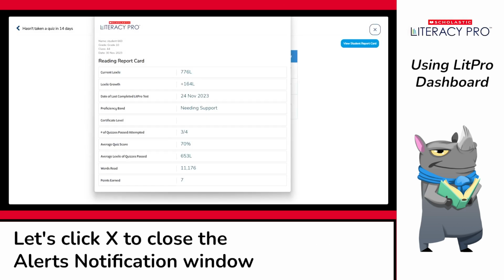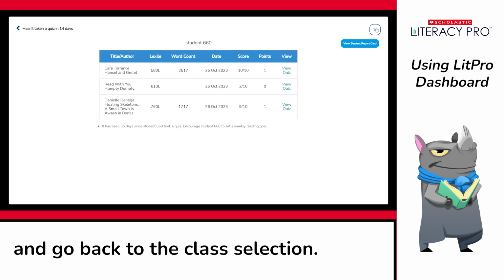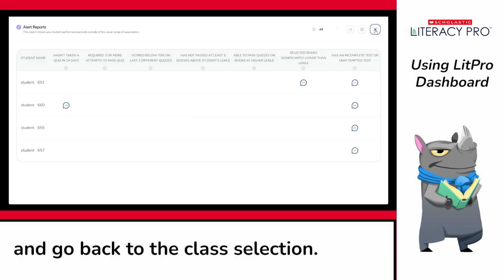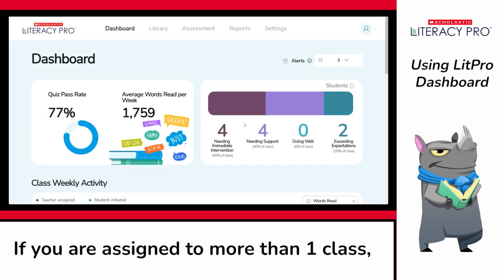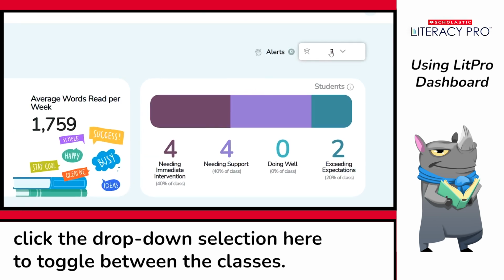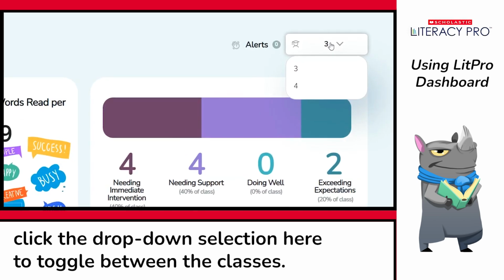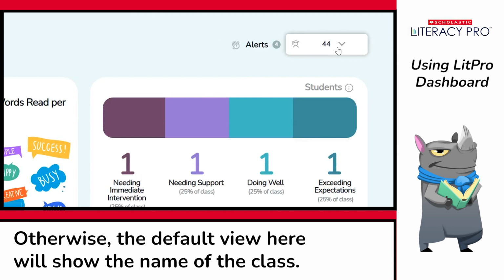Let's click X to close the alerts notification window and go back to the class selection. If you are assigned to more than one class, click the drop-down selection here to toggle between the classes. Otherwise, the default view here will show the name of the class.